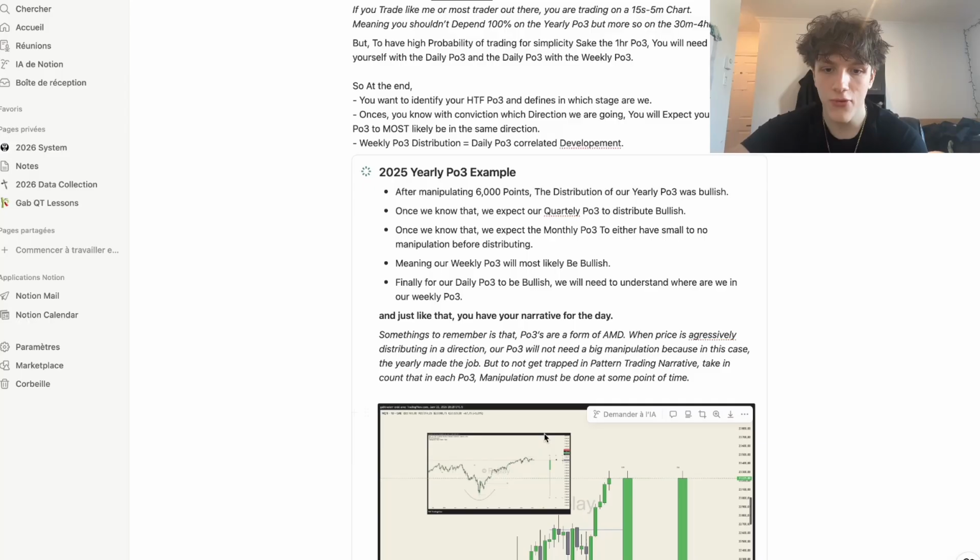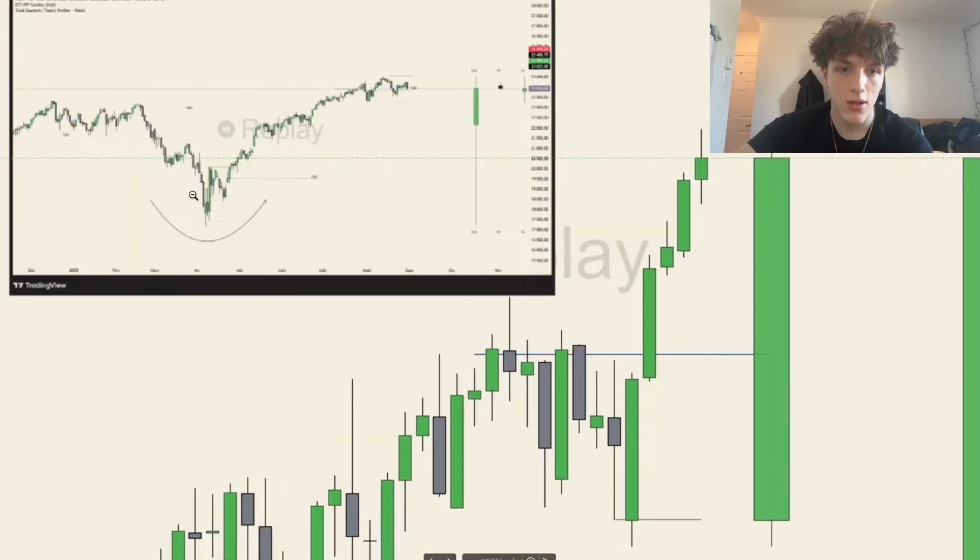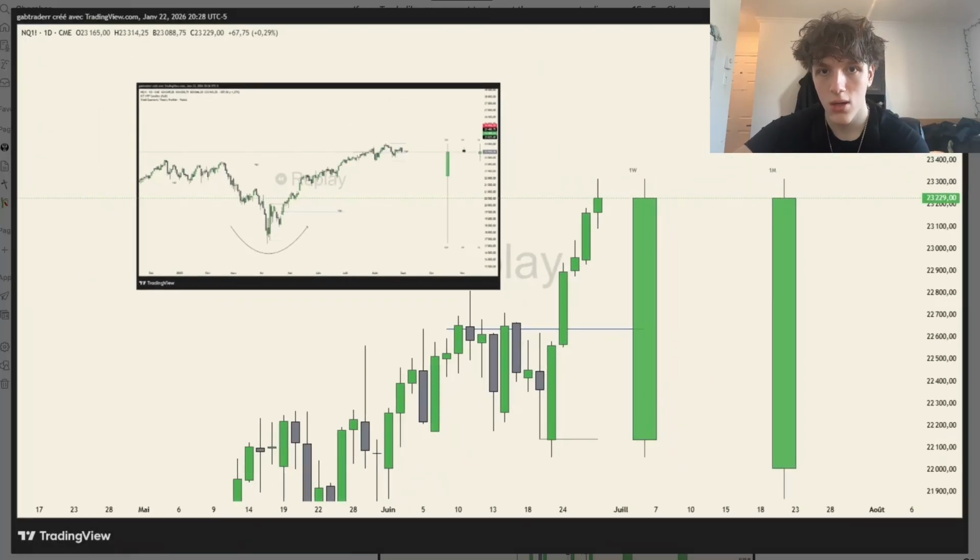So I'll just refer to this picture right there. As you can see on this corner right there, I think you guys can see it pretty well. Our yearly power of 3 already started manipulating, right? We started distributing in the market maker buy model and we continuously distributing higher.